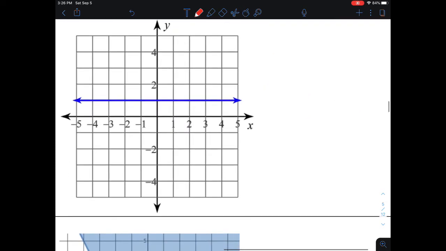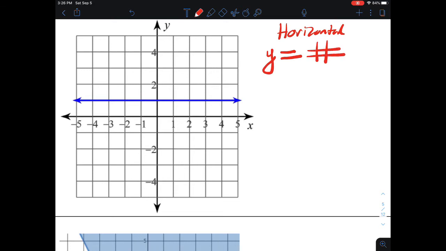So let's look at another one of our special case lines here, and that's the horizontal line. Horizontal lines are written in terms of their y values because they have a constant y value, and their equations are always written as y equals a number. Well, the number that the y value has the entire time on the line is y equals 1, so this equation would be y equals 1.